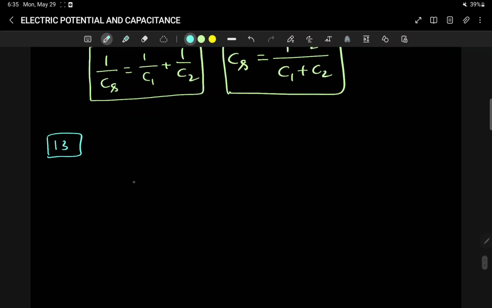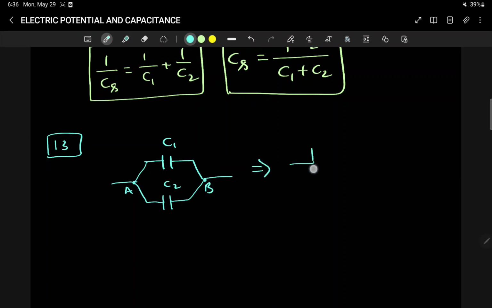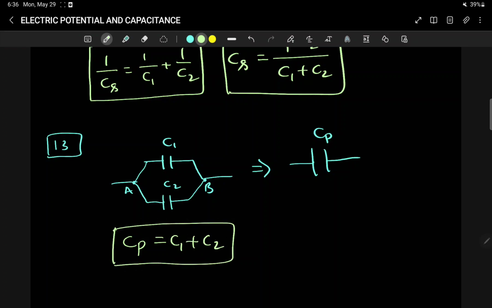Okay, next, if capacitors are connected in parallel, between two points, here one point is there, here one point is there. This capacitor and this capacitor, C1 and C2, are connected between points A and B. Then the equivalent capacitance CP is given by C1 plus C2 plus C3, and so on up to Cn. How many capacitors you are connecting?